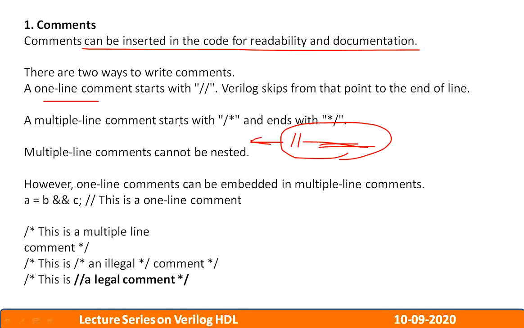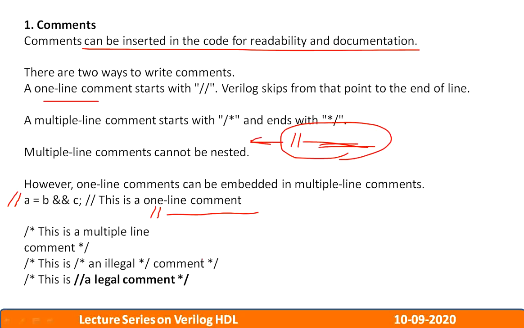Now, like I was telling, there are two ways to write a comment. One is a single line comment. For example, take this particular line: I want to comment it out, and I don't want to delete it. So rather, I can just put a double slash like this. Even if I want to name it, for example, this performs the AND operation between B and C, I can use a comment and name it here. This option is available for single line comments.